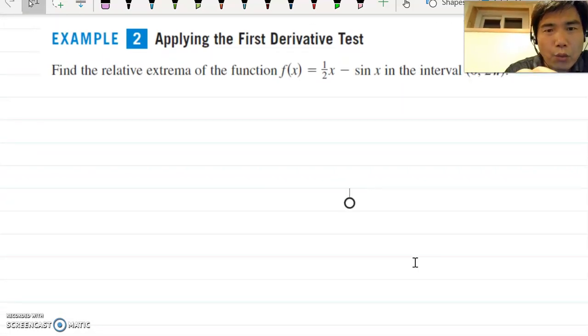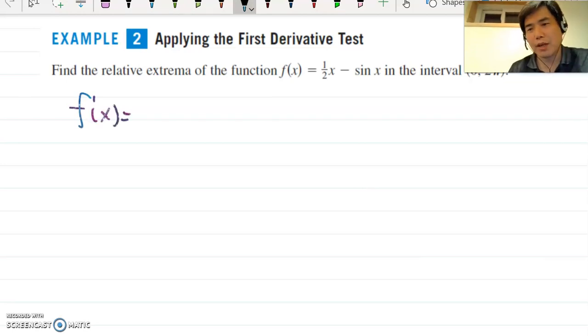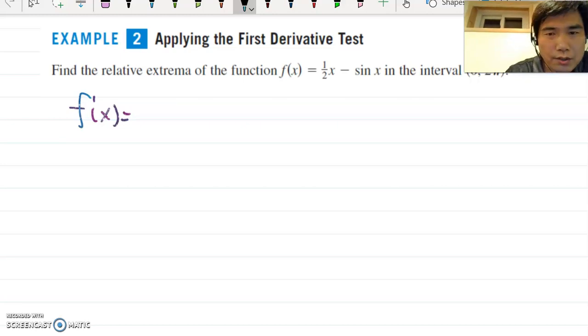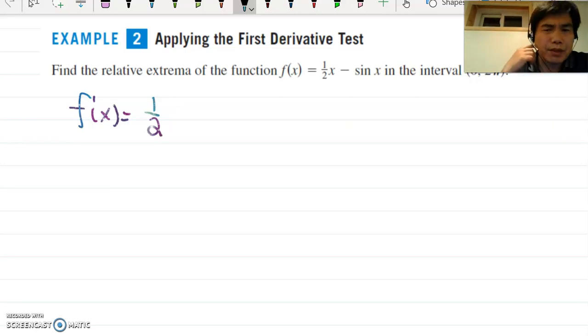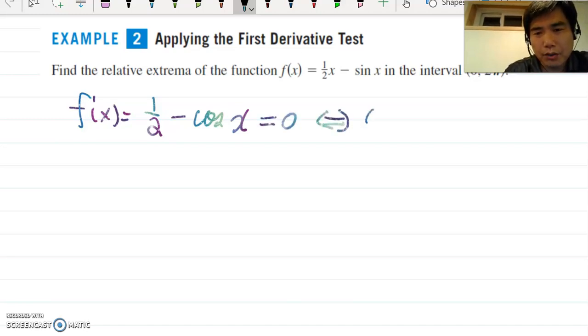So first of all, we need to find the f prime x function so that we can find the critical value, right? So this becomes 1 over 2, because the derivative of x is 1, so 1 over 2 times 1 becomes 1 over 2, and minus cosine x. That's the derivative here. Because we want to find the critical value, we set the derivative function equal to 0. Then from here, we can find cosine x equals 1 over 2.